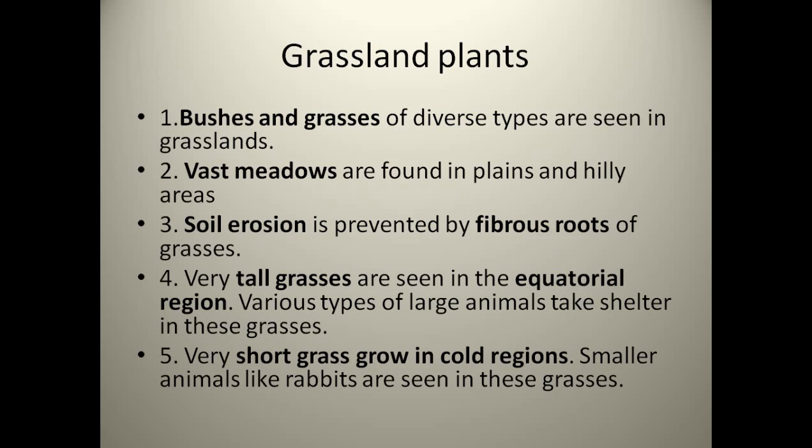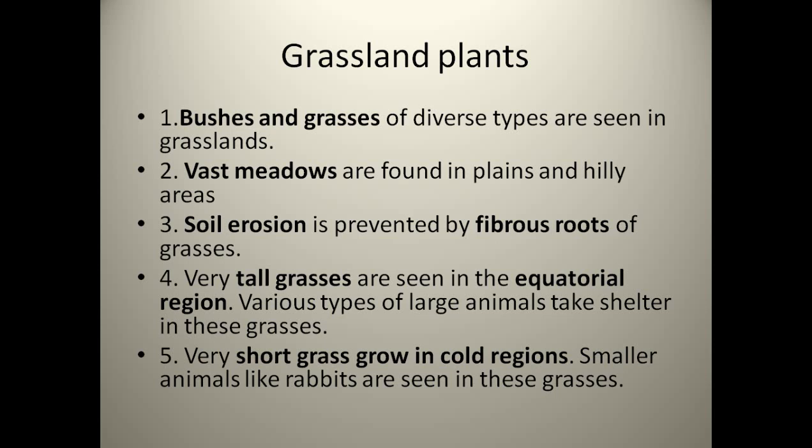The first point I have given you here: bushes and grasses of diverse types are seen in grasslands. Which characteristics do they have in the bushes and grasses form? Bushes form means it is in a large quantity, in bulk. This is the main adaptation done by them. In the grasslands area, this type of plants are found.